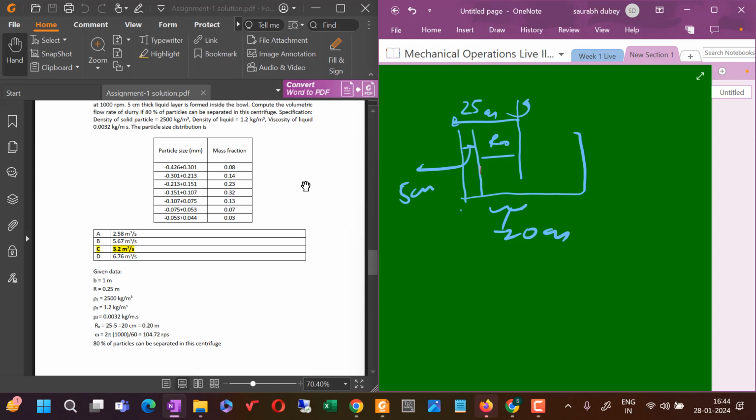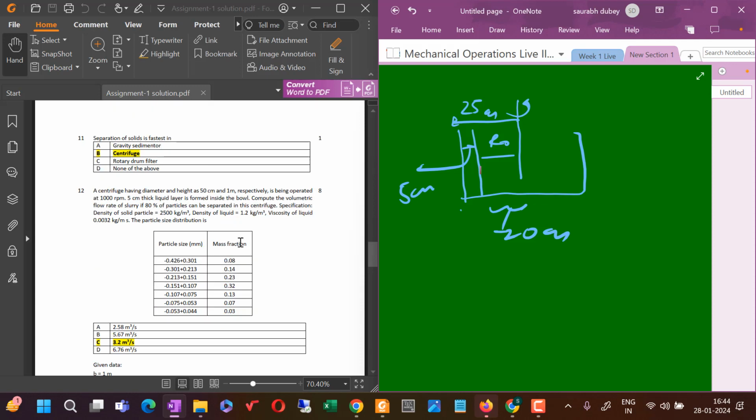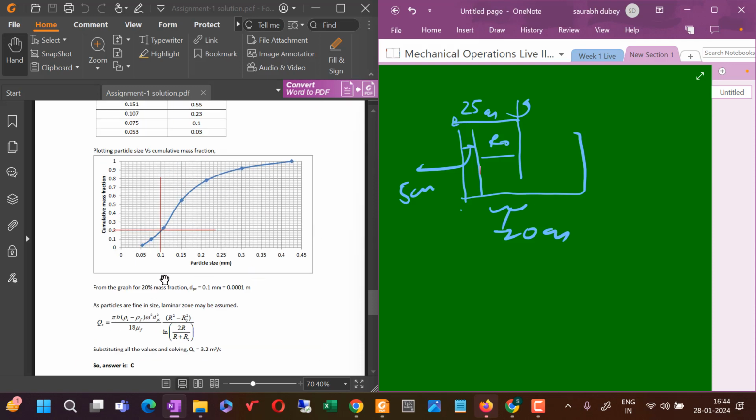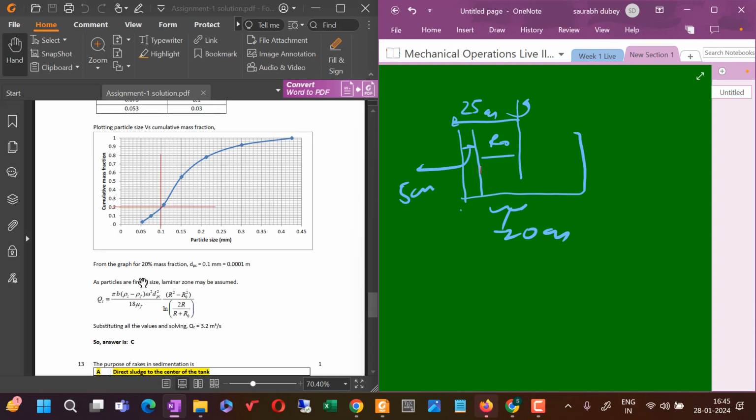So for the 80% particle to be separated in the centrifuge, what is the particle size required? The particle size range from the graph for 20% mass fraction, the cutoff diameter has been calculated to be 0.1 mm.